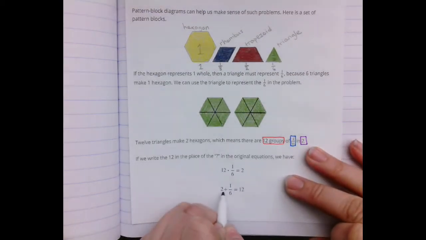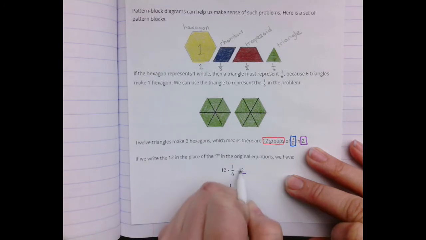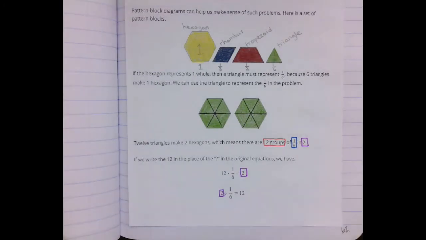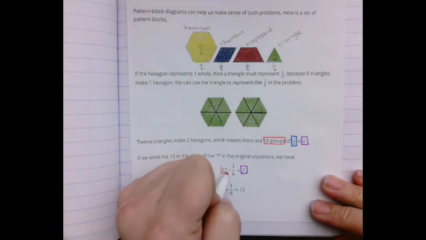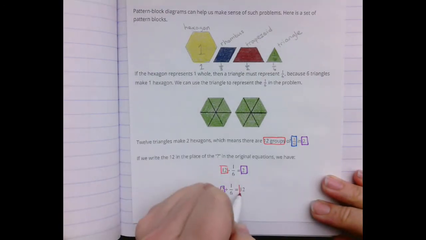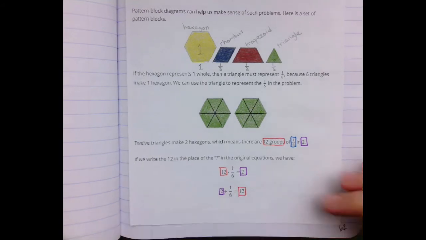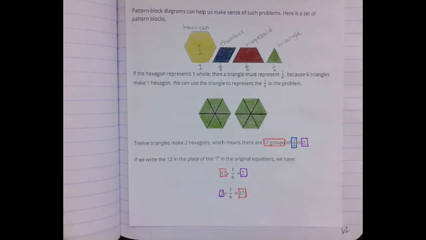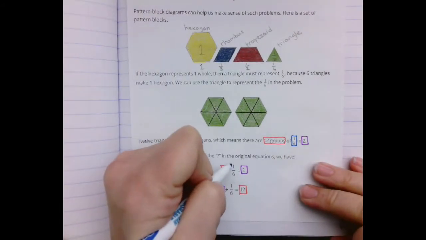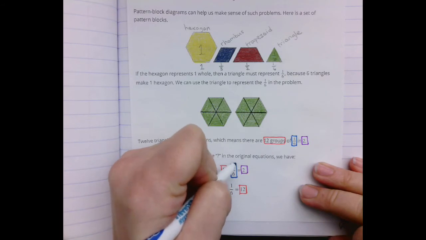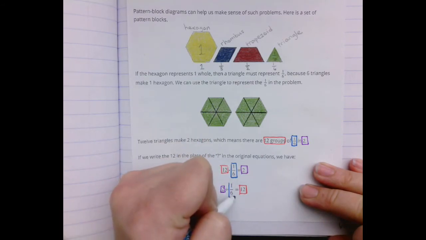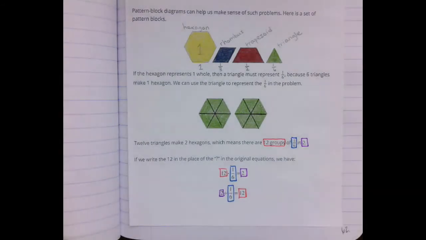So I'm going to show my totals in purple. We know that it's 12 groups, so my 12 is going to be red. And my 1/6 is how much is in each group, the size of that triangle. So my 1/6 is blue.